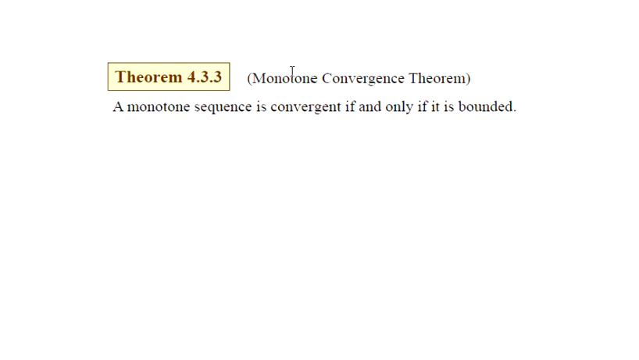Okay, next we look at the theorem, the monotone convergence theorem. Please, this theorem you all must memorize. A monotone sequence is convergent if and only if it is bounded. Given the monotone convergence theorem, or in short form we call it MCT, monotone means the sequence must be increasing or decreasing, and then it converges if and only if it is bounded.